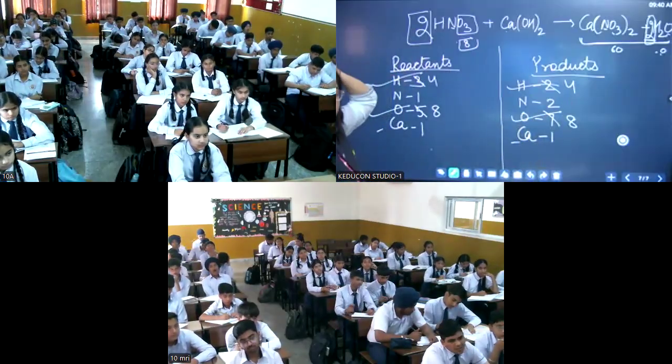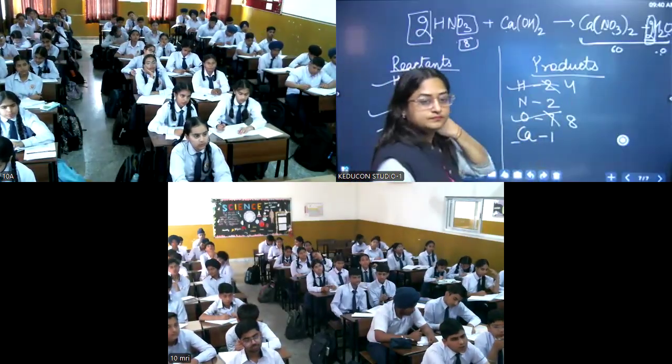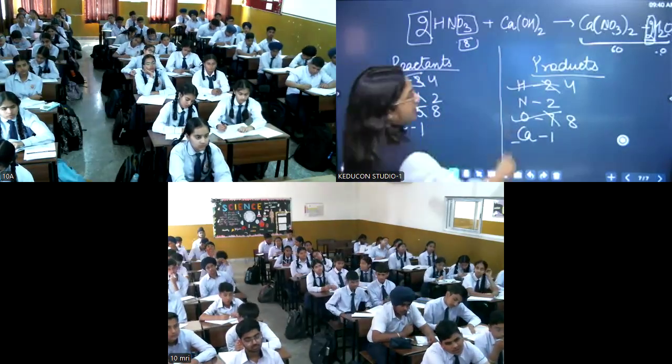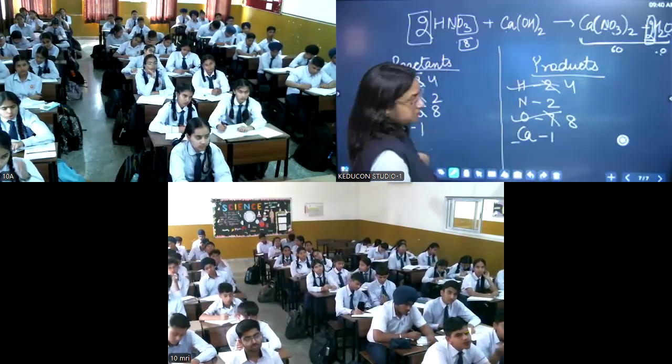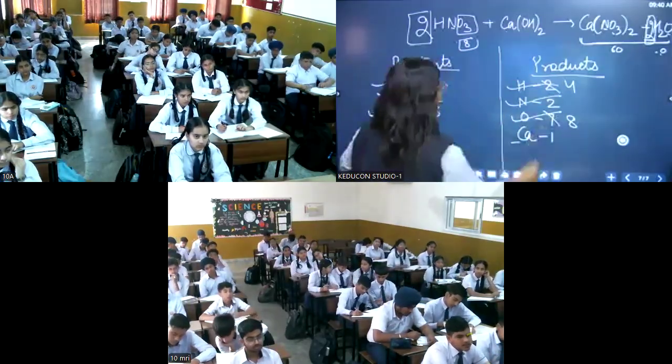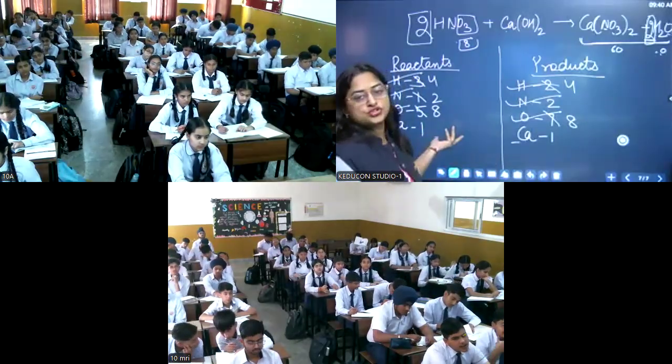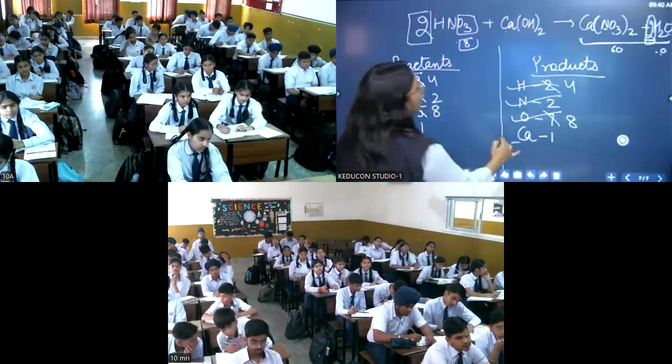How many nitrogen atoms here? 2. 2 nitrogens here. And how many nitrogen atoms there? 2. This is also balanced. What about calcium? Already balanced. Got it?